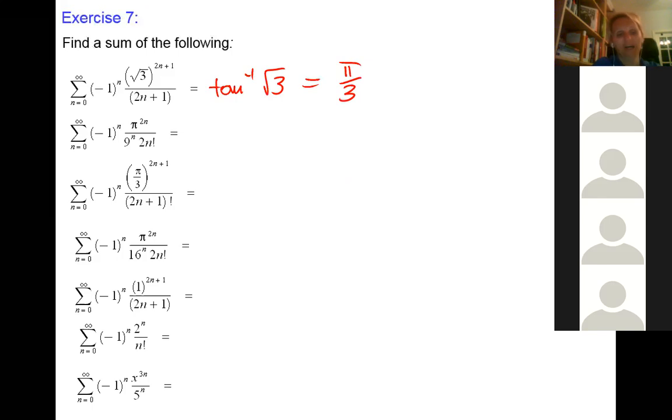Okay, let's look at number 3. What formula do you recognize? What do we have in the denominator? 2n plus 1 factorial, which means it is sine of x, sine of pi over 3. Do you know the value for sine of 60 degrees, sine of pi over 3?